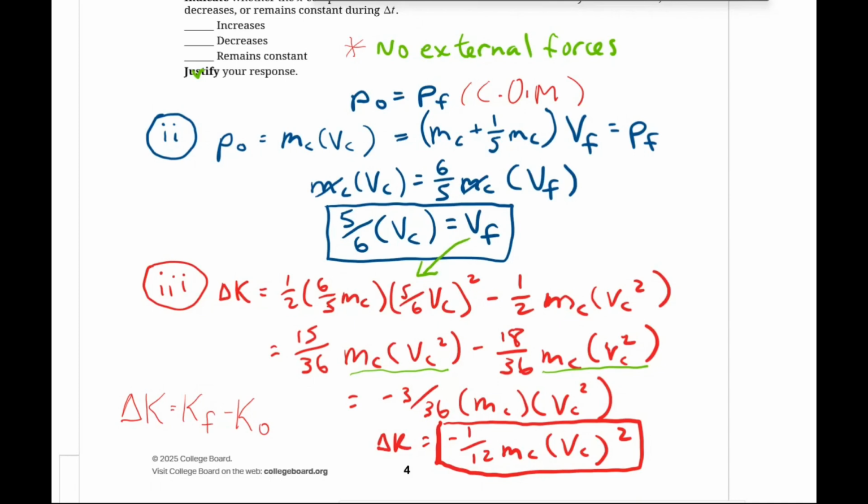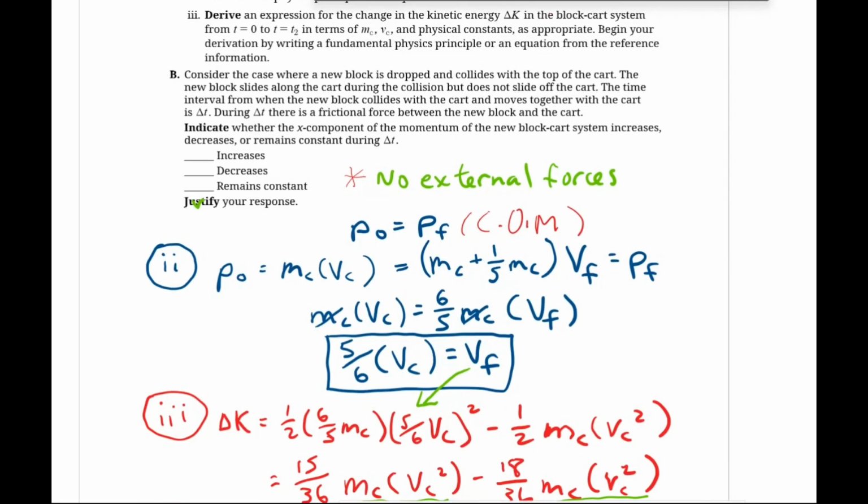Now, there is a little loss of kinetic energy because energy is not conserved, because there is an inelastic collision, although momentum is conserved. Moving on to part B, this check got moved over a little bit, but this one remains constant. So they're saying that in this case, a new block is dropped and then collides with the top of the cart, and the new block slides along the cart but does not slide off the cart.